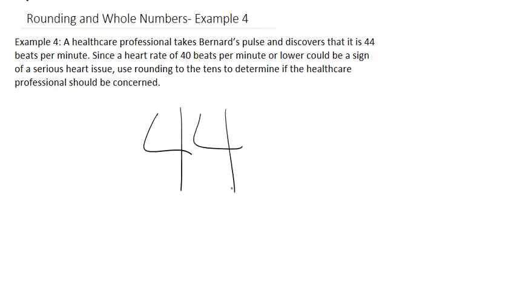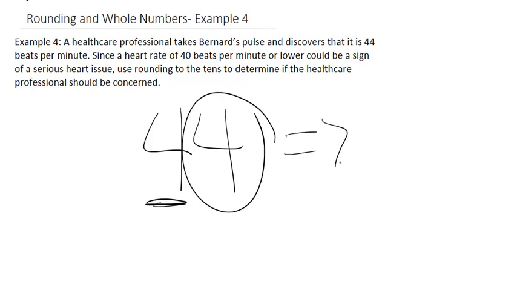44. So we want to round to the tens place. And we're going to look at the other 4 to determine if we round up or down. And because 4 is between 0 to 4, we are rounding down. So 44 becomes 40. So therefore, our answer is 40. And since 40 could be a sign of a serious heart issue, the healthcare professional should definitely pay close attention to Bernard.